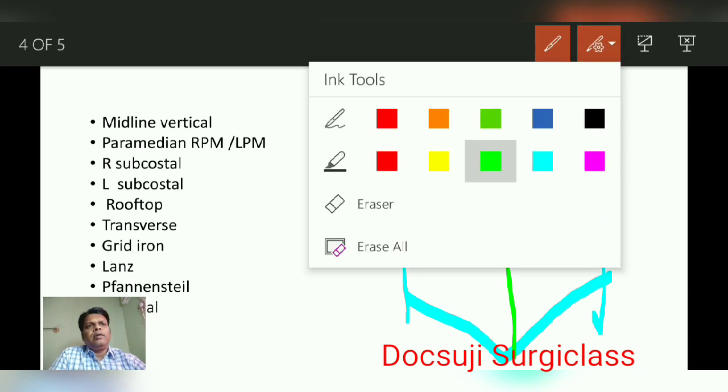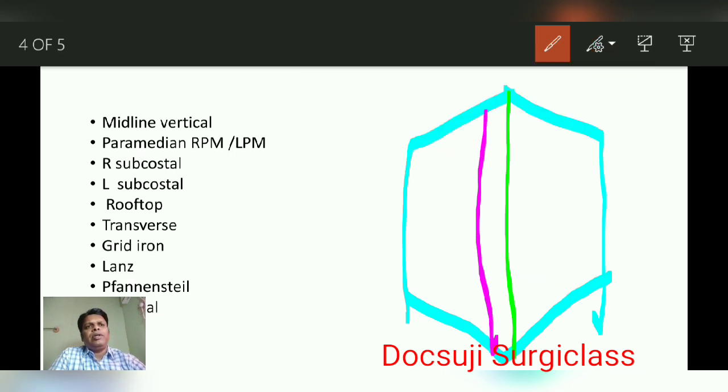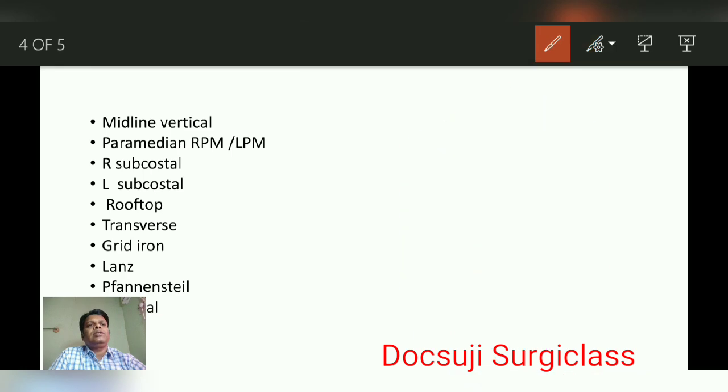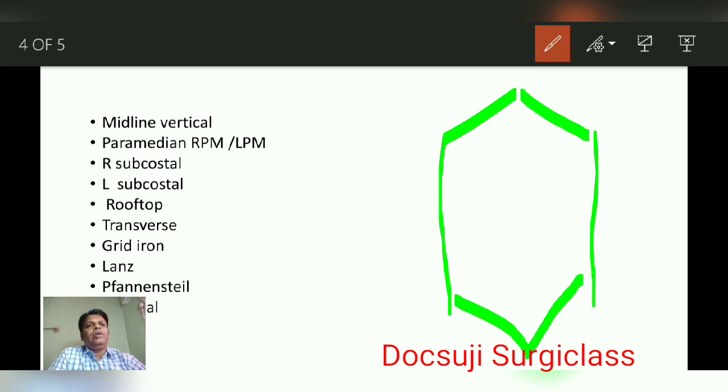Next is the paramedian, which we just discussed, and the right subcostal incision. What is the right subcostal incision? You put it 2 centimeter below and lateral to the right costal margin. This is the right subcostal incision, otherwise called Kocher's incision, mainly useful for gallbladder surgery, common bile duct exploration and liver surgeries.